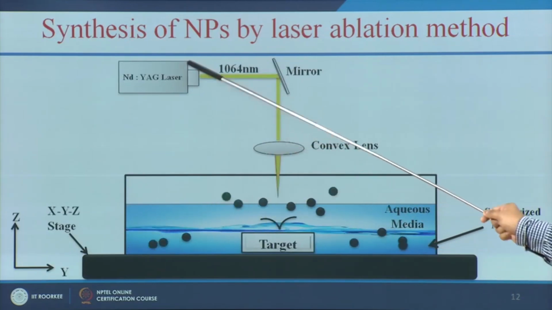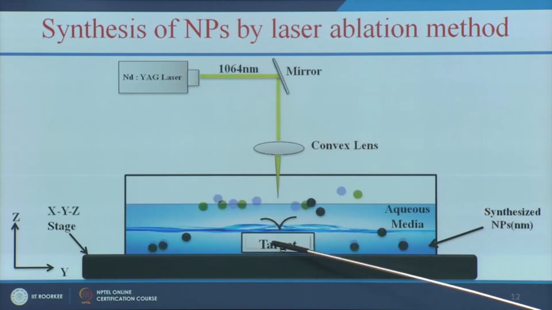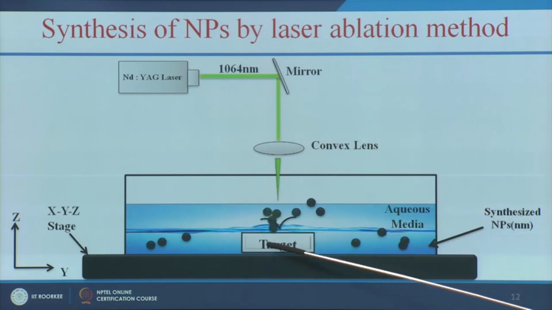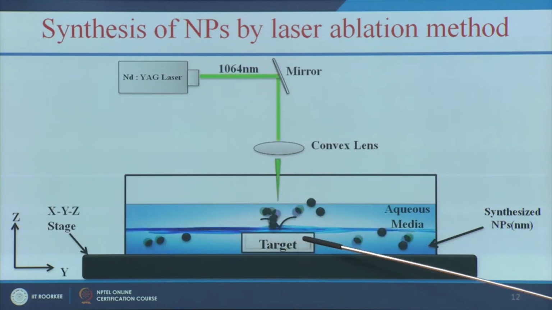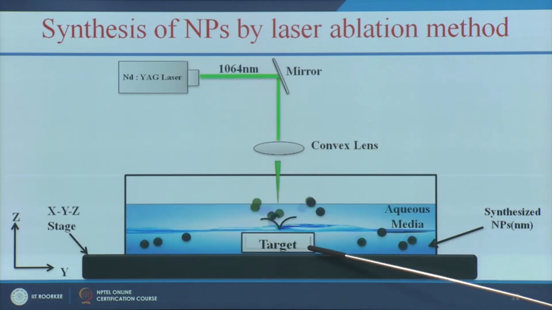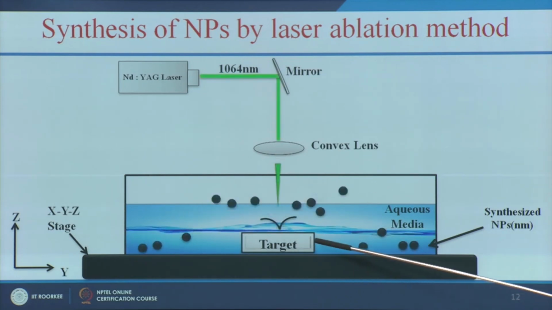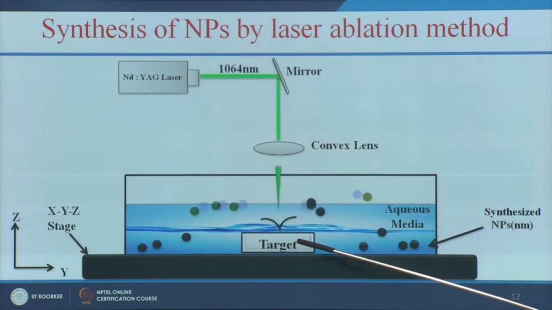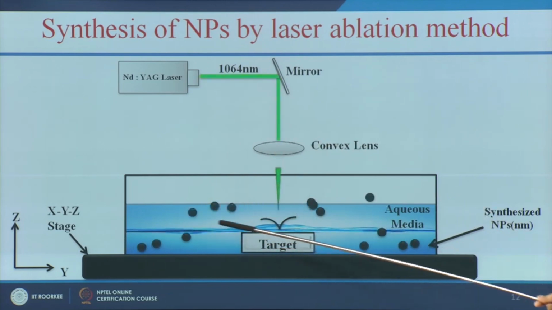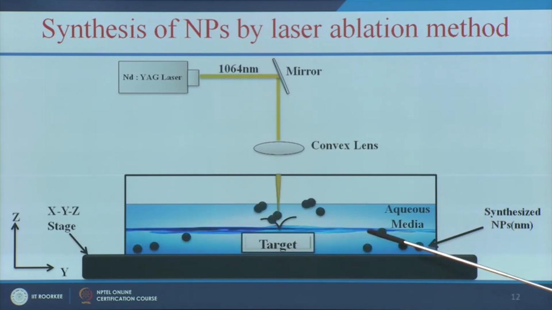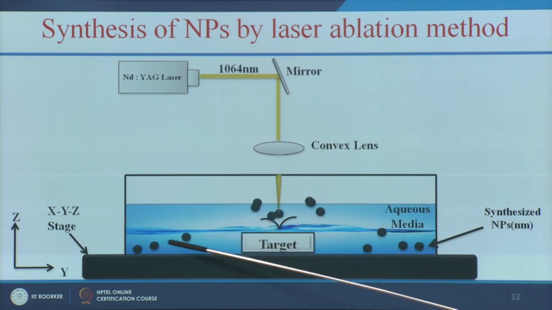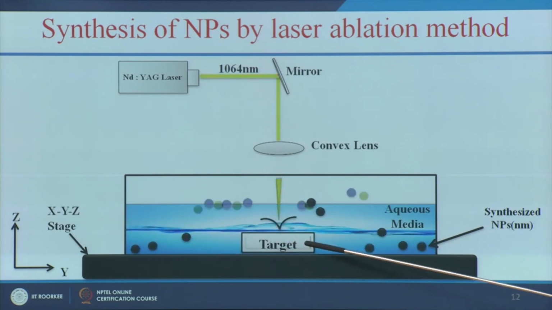You can see here this YAG laser is applied to the metal target. For example, if you want to make the silver nanoparticle, you will be keeping this silver metal here, and if you want to make the copper nanoparticle, you will be keeping the copper metal here. So, when you apply this laser light, it will vaporize the metal and this nanoparticle will be collected in the aqueous media, and using this XY stage you can move this target to the X, Y and Z direction.